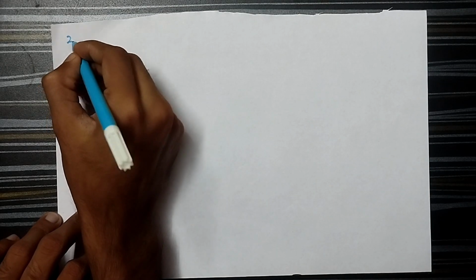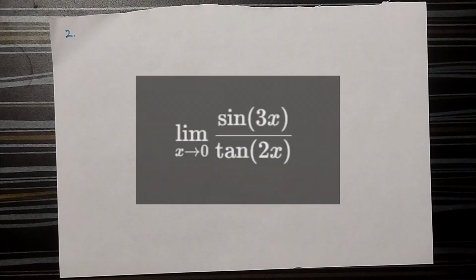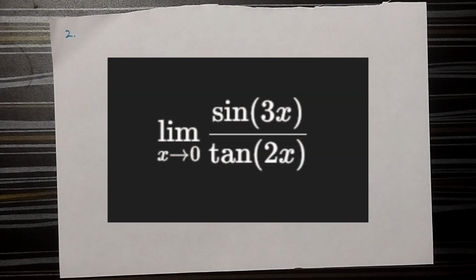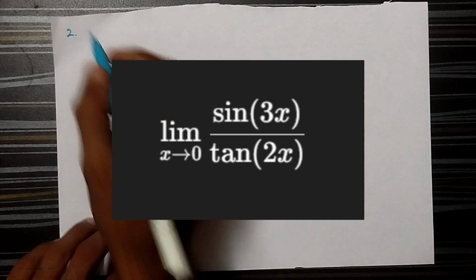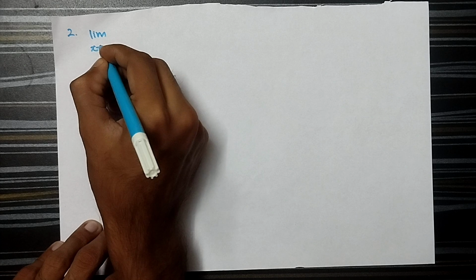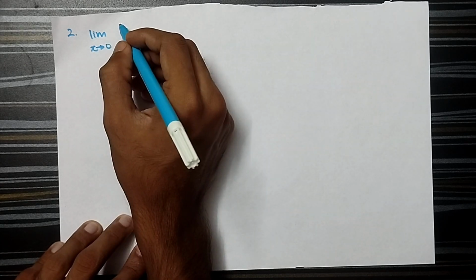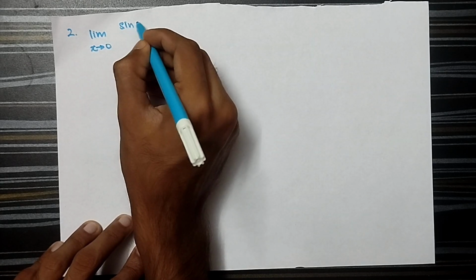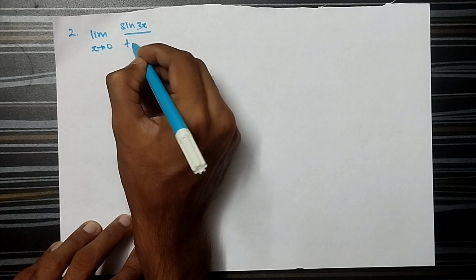Second question. Limit of x tends to 0, sine 3x by tan 2x. So we see this is a trigonometric limit question. So limit x tends to 0, sine 3x divided by tan 2x.